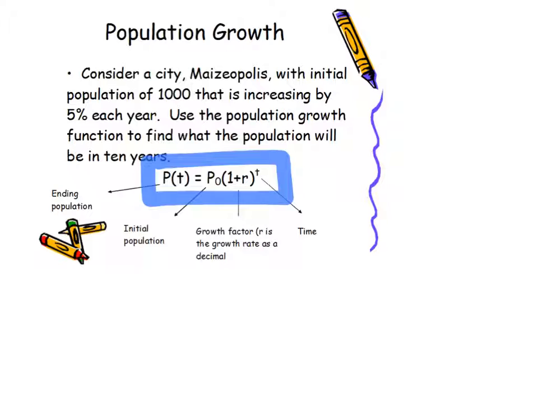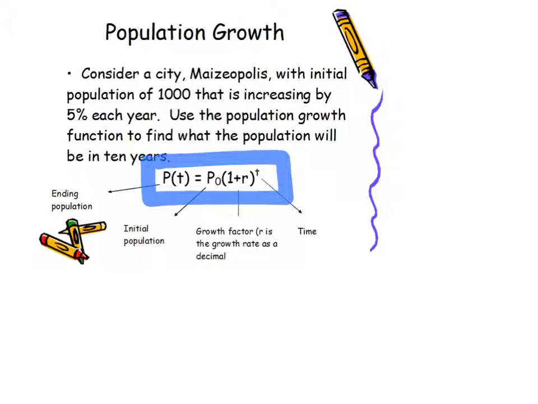The growth factor, R, is the growth rate as a decimal, but they usually give it to you as a percent. You can see up here I'm giving it to you as a percent, written as a decimal. And then T is your time. It's like your X value there. It's really the same formula, only this you have to remember how to calculate. In this example, it tells me that I have an initial population of 1,000. I'll put that in. It's increasing by 5% each year. I'll put that in. And then I'll use the function to decide what the population will be in 10 years.